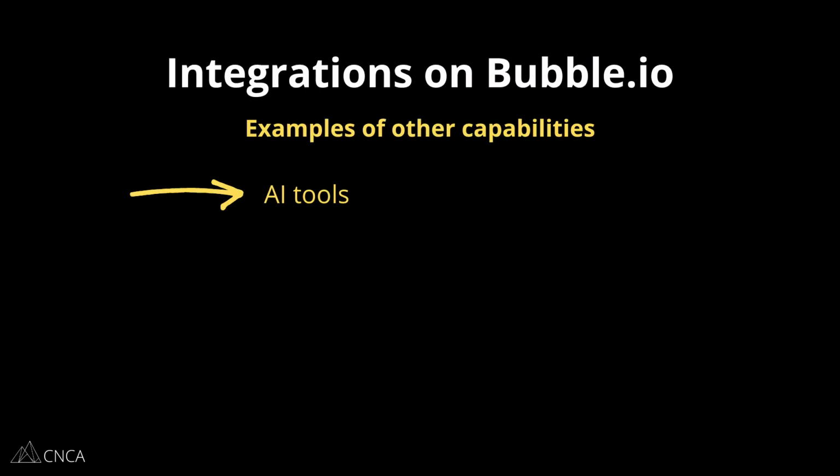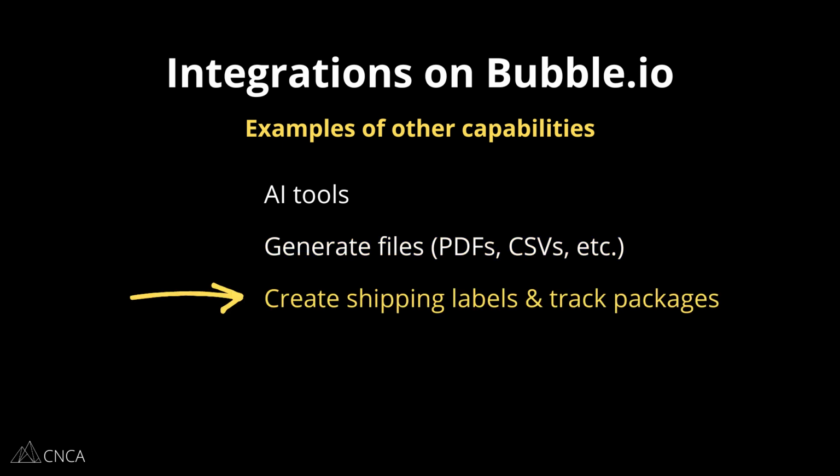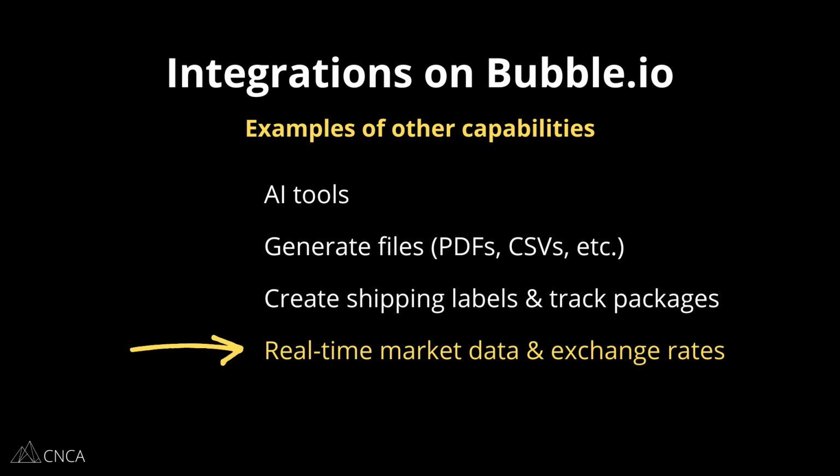The types of API connections that we've talked about are really just the tip of the iceberg. Every industry is going to have its own set of tools that are common for applications. So check all of the services that you currently use to see if they offer an API. You may be surprised at what you can automate with your app. So you can do other things such as connecting to AI tools. You can generate all sorts of files like PDFs and CSVs. You can create shipping labels and track packages. You can get real-time market data and calculate currency exchange rates. You can, of course, get real-time notifications when events occur in other systems. Those are going to be through webhooks, which are also a form of API communication.